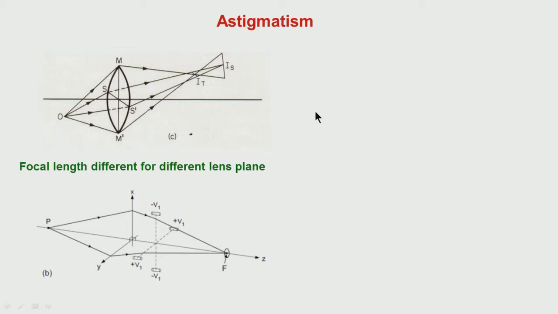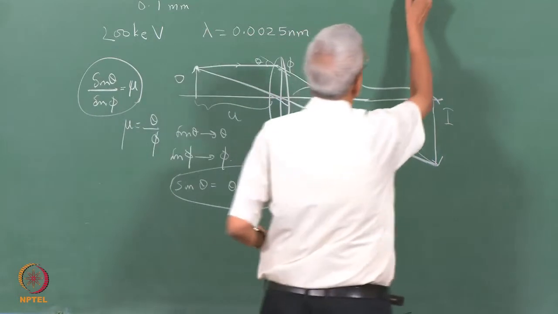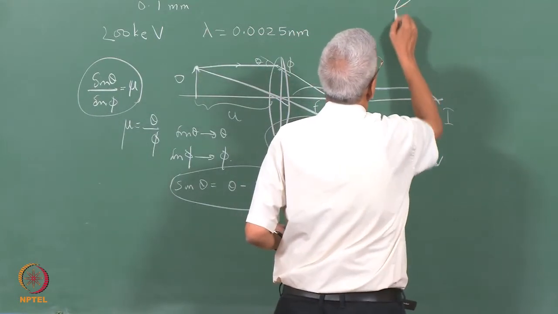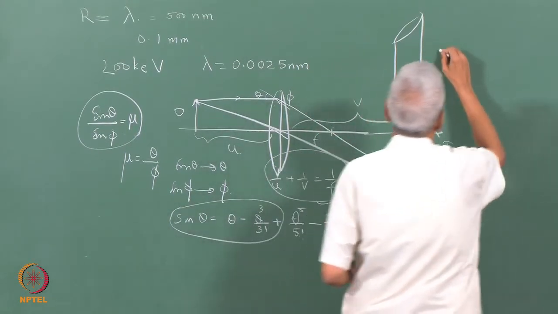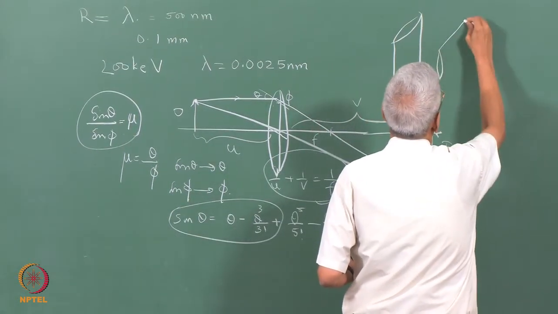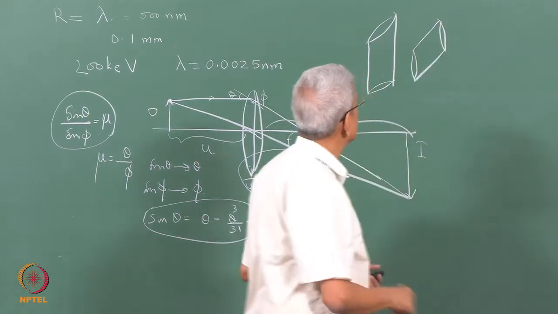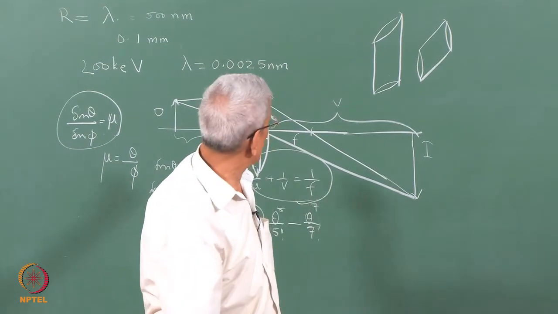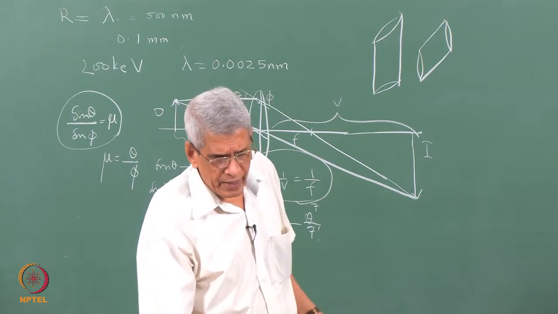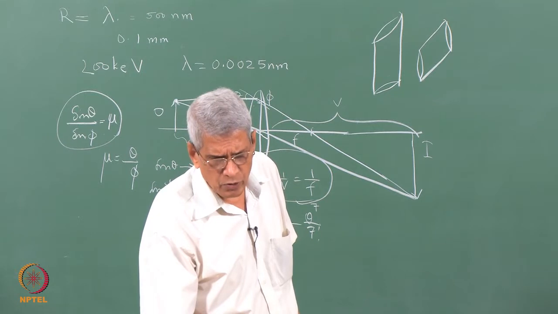This can be corrected by putting in front of this lens non-cylindrical lenses. That non-cylindrical lens essentially is a lens like this one, and another is a perpendicular lens like this. If we use these sort of lenses, we can compensate and correct the astigmatism. How is it done in a transmission electron microscope?